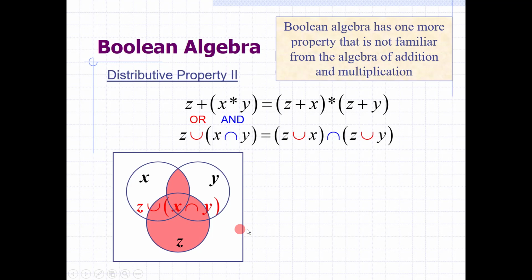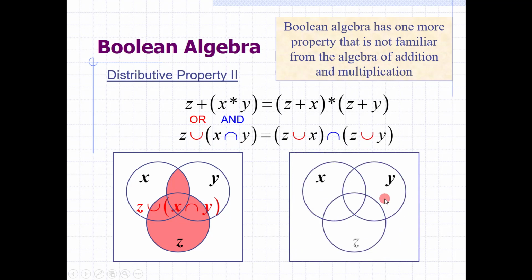And there's our region. That's the shaded region for the left side. Now we can go and build the right side and see if they match. Now we have brackets, so it's clear that we should do these ORs first. We have Z or X. So that's this group with this group.